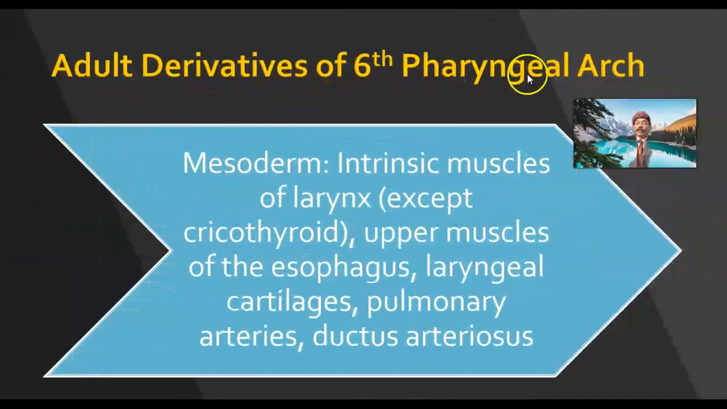Adult derivatives of the sixth pharyngeal arch. Mesodermal derivative: intrinsic muscles of the larynx except cricothyroid, upper muscles of the esophagus, laryngeal cartilages. The blood vessels are the pulmonary arteries and the ductus arteriosus. This is the blood vessel of this arch.